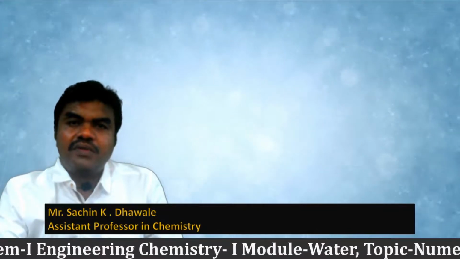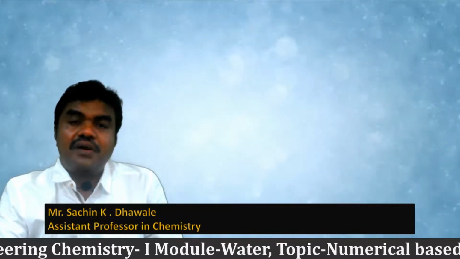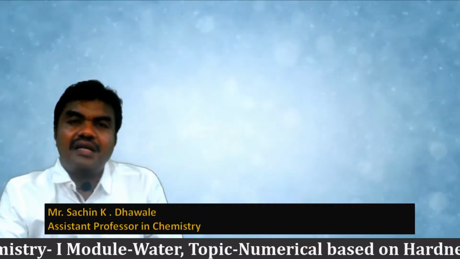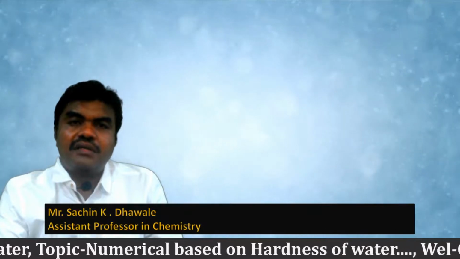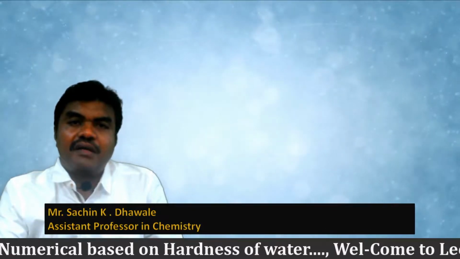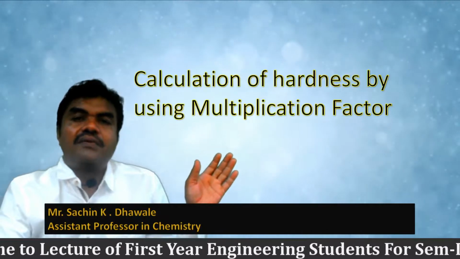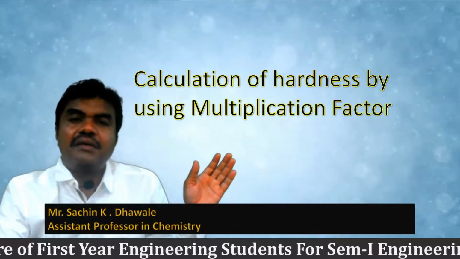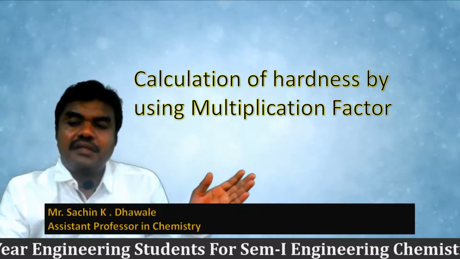In the previous lecture, we already discussed the hardness of water and different types of hardness of water. Now, in today's lecture, we are going to discuss how to calculate the hardness of water by using a multiplication factor of temporary hardness and permanent hardness causing salt. So this is the calculation of hardness by using a multiplication factor.